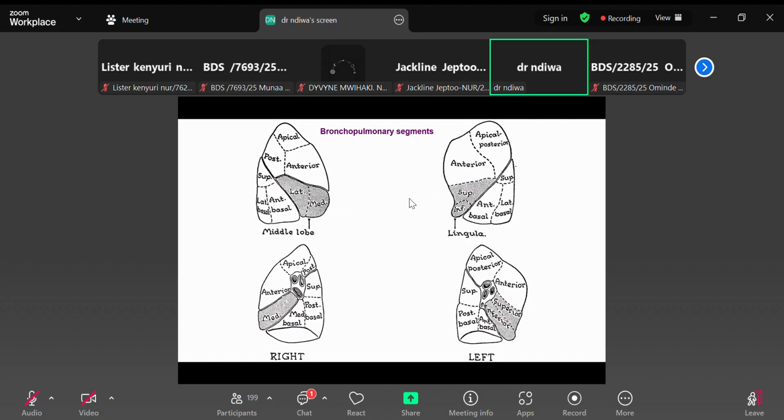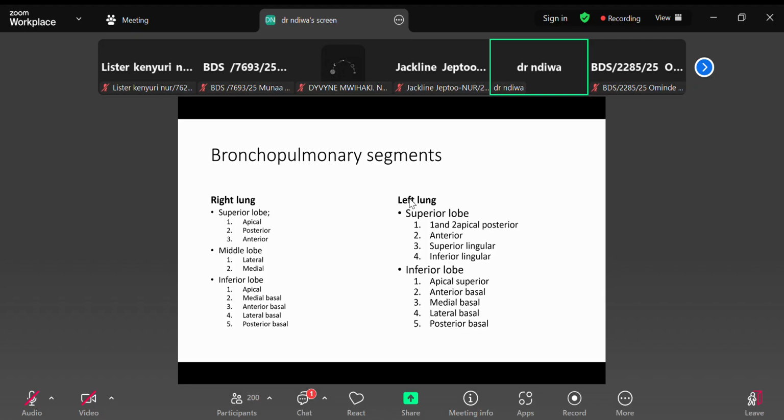Those are the segments of the left and the right. One has 10, the other has 9. And those are the ones we are talking about. The left has 9, while the right has 10.